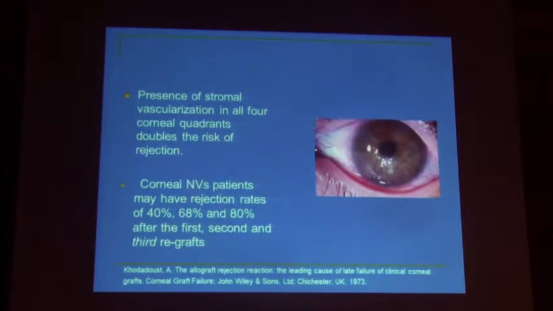The presence of stromal vascularization in all four quadrants doubles the risk of rejection. In a patient with corneal vessels, the rejection rate is 40% in the first trial of implantation. If you do a second graft, it increases to 60 to 80% rejection. And with the third one, it's really an 80% rejection rate.